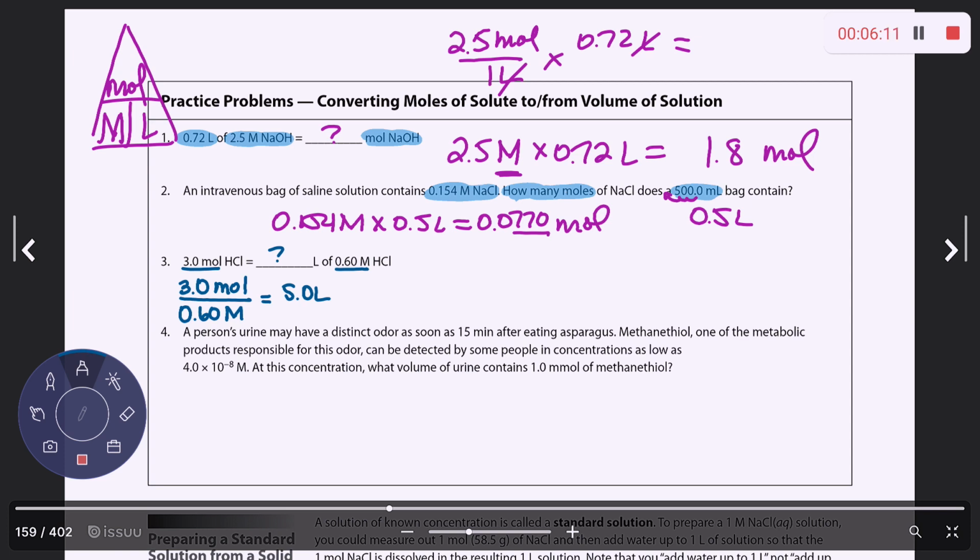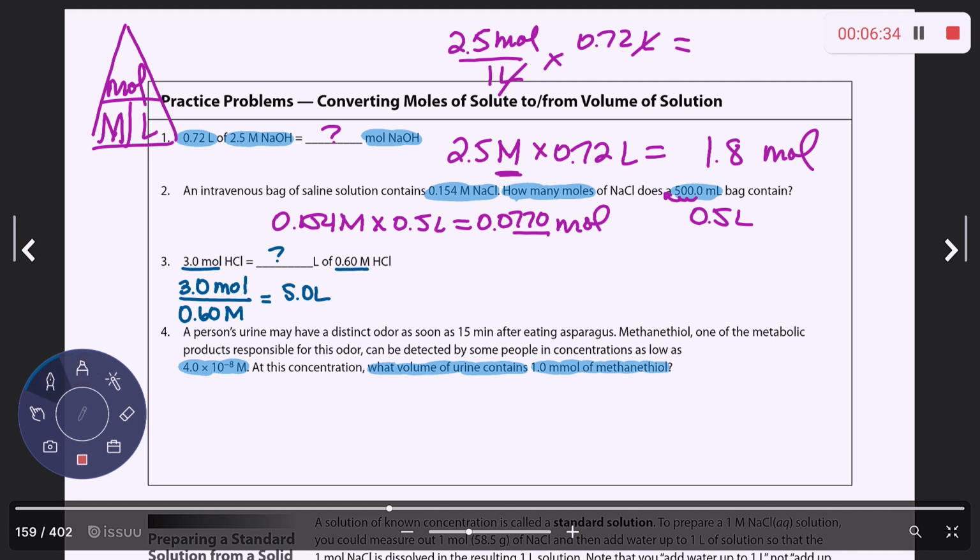Number 4 says a person's urine may have a distinct odor as soon as 15 minutes after eating asparagus. Methanethiol, one of the metabolic products responsible for the odor, can be detected by some people in concentrations as low as 4 times 10 to the negative 8th molarity. At this concentration, what volume of urine contains a millimole of methanethiol?